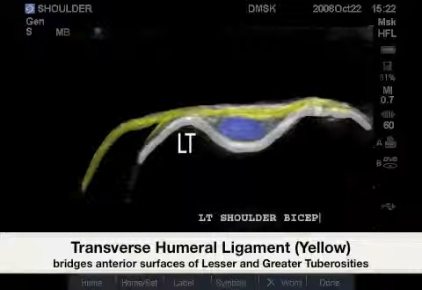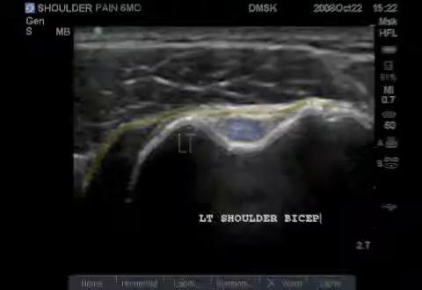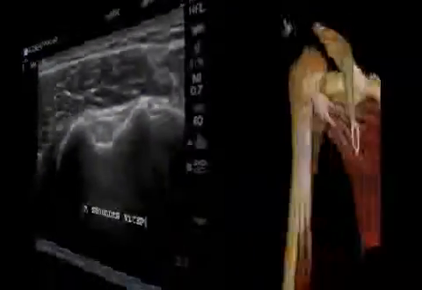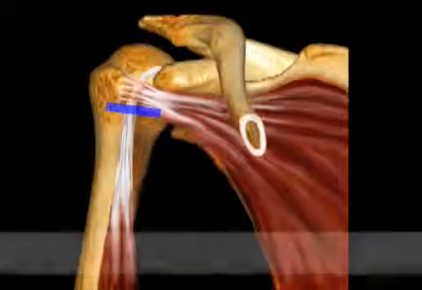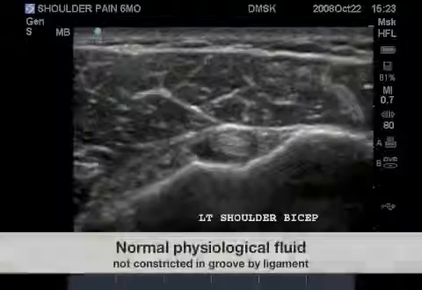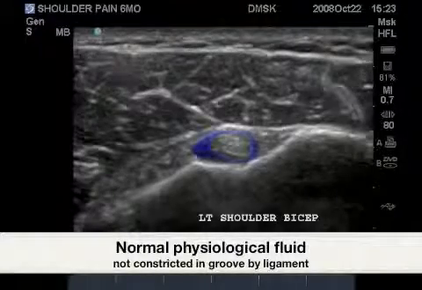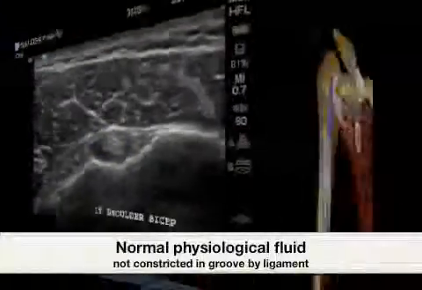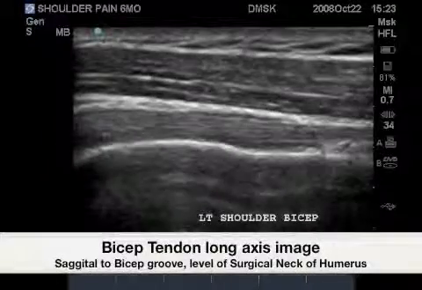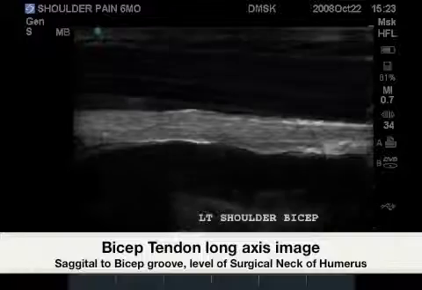A stable bicep groove will be lower than the greater and lesser tuberosities. Just distal to the bicep groove, it is not uncommon to see a small amount of normal physiologic fluid accumulating surrounding the bicep tendon. We now turn to the long axis of the bicep tendon, shown here at the level of the surgical neck of the humerus. Highlighted is the bicep tendon fibrillar pattern.